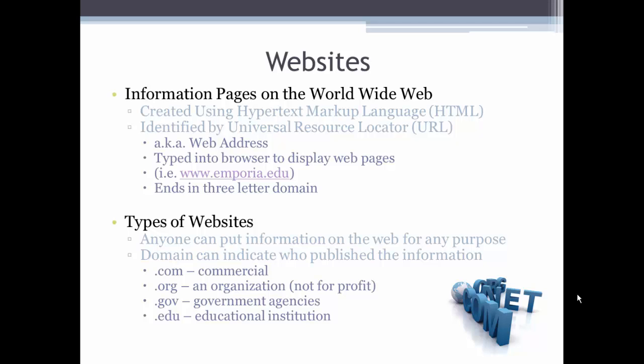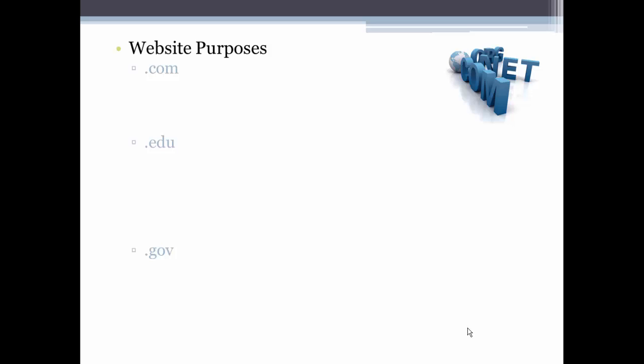Anyone can publish information on the internet, but a domain restricts where they can publish it. Some of the most common domains are .com for commercial enterprises, .org for organizations which are nonprofit, .gov for U.S. government agencies and departments, and .edu for educational institutions. So based on the domain in the URL, one can deduce certain things about who provided the information and why.